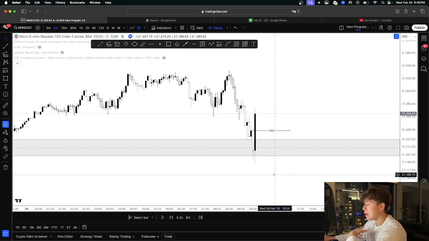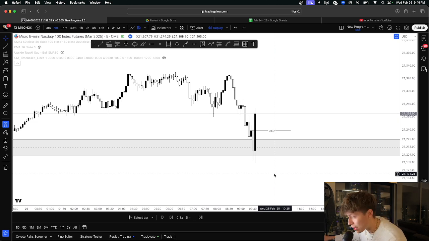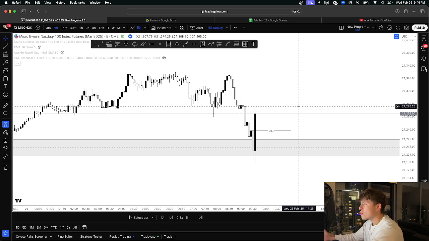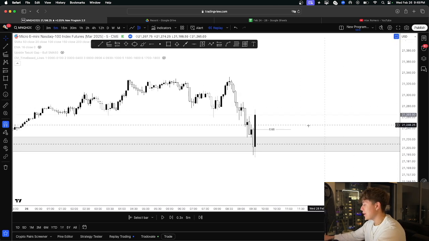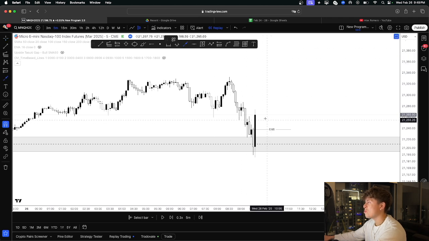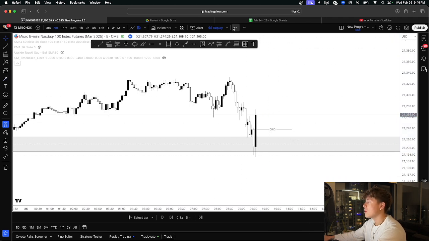Now, something I've been getting better at is waiting for closures, and it's been a huge game changer. I really think you guys should do the same, right? So even with this closure, I'm still not taking that trade, right? Because I don't want to get wicked out, and I don't want to get faked out. Price can easily just do this, so what I want is for something to get respected here, right?